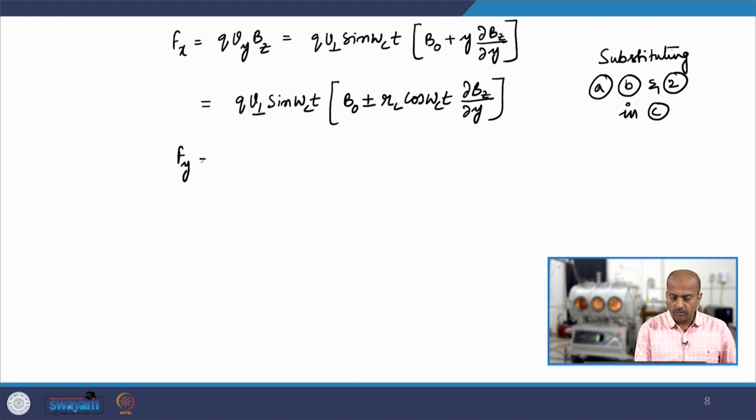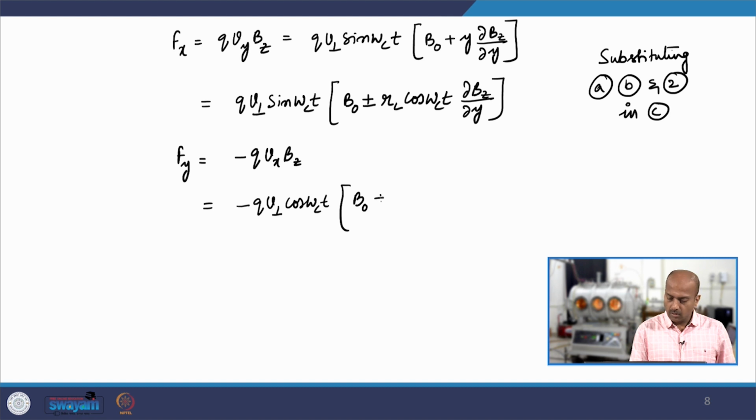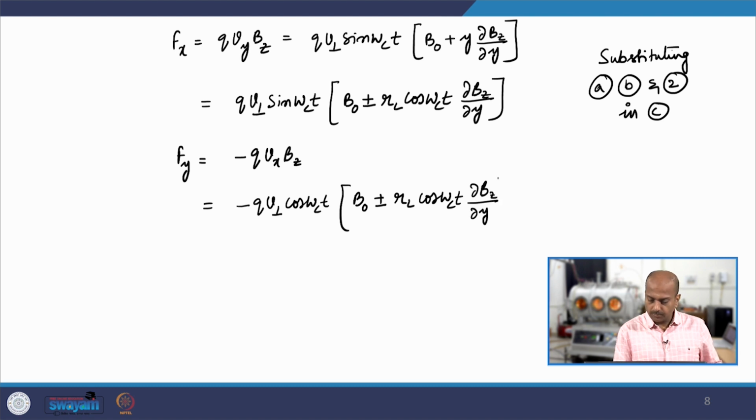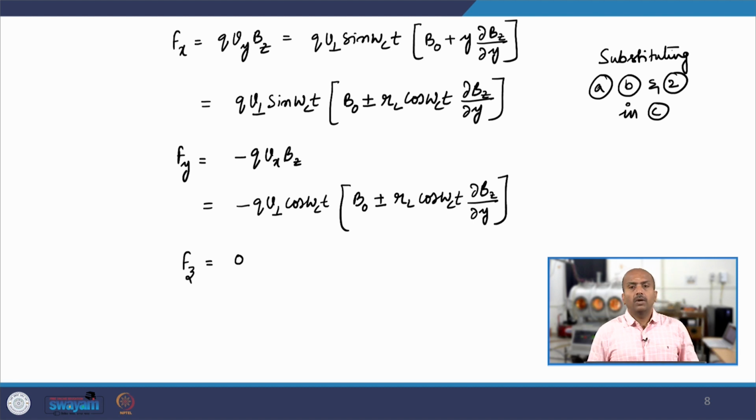Then we have Fy as minus q Vx Bz. So, substituting similarly, we can write minus q V perpendicular cos omega c t times B naught plus minus RL cos omega c t dou Bz by dou y. Fz is 0.